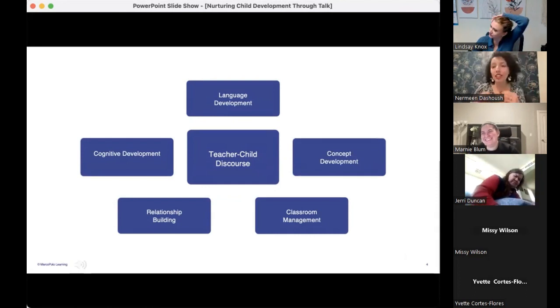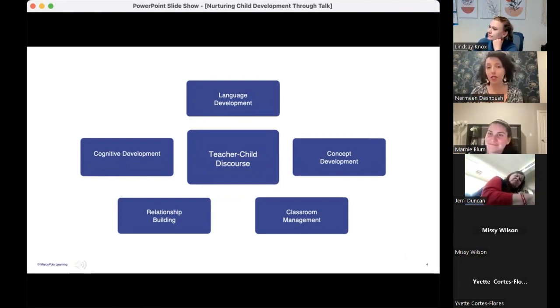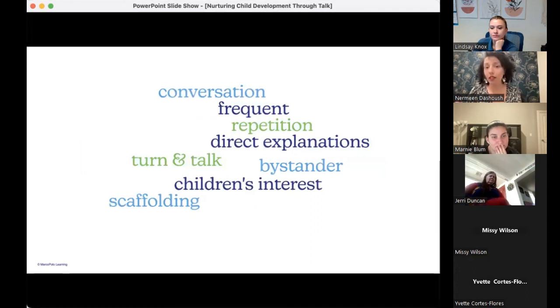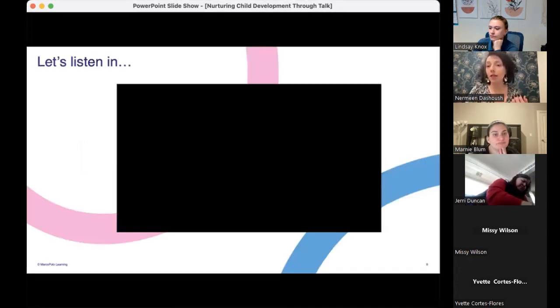Really teacher-child discourse and teacher-child conversations, that back and forth conversation. So there's a lot of research showing that if you want to impact all of these things, while there's so much that we can focus on in the classroom, a major thing that would impact changes almost immediately is really looking at teacher language. But teacher language is complicated. There's so much to that language, and so we'll unpack a lot of it today.